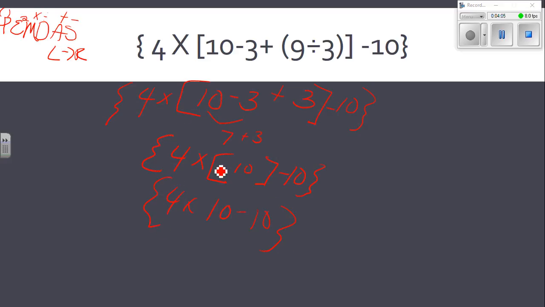Alright, so now I'm back to doing it again. Multiplication, division. I see some multiplication. So 10 times 4 is 40. Now I have 40 minus 10 gives me 30. So my answer would be 30. Alright, let's try another problem.